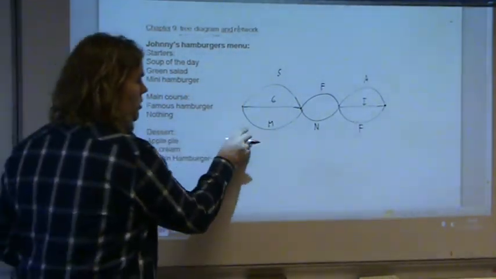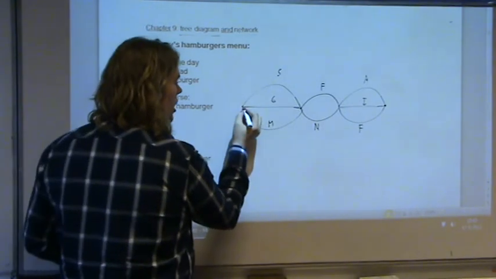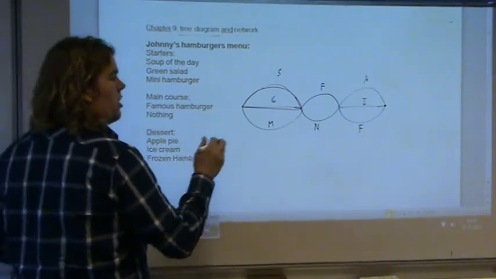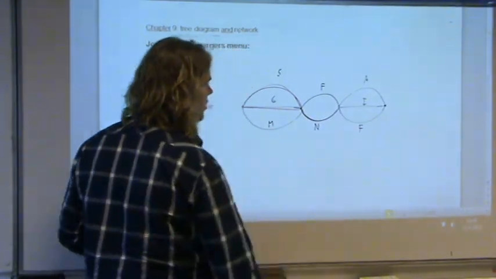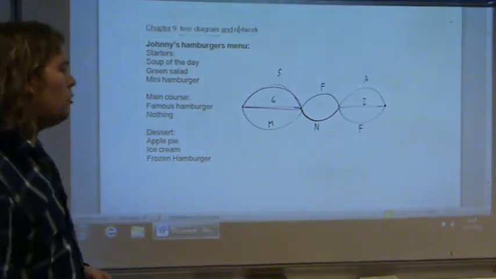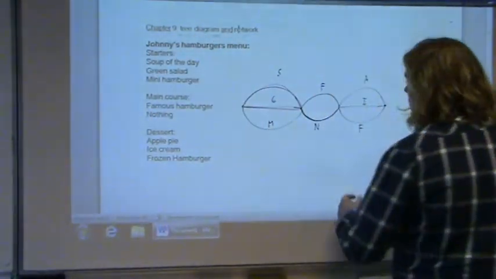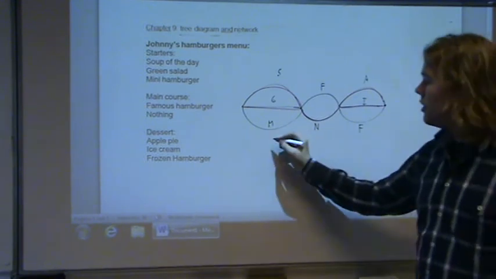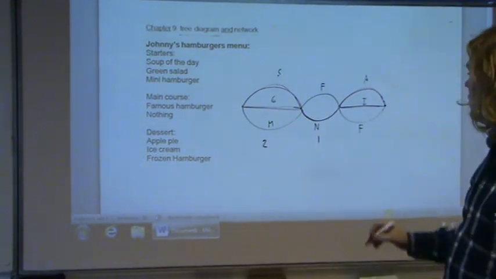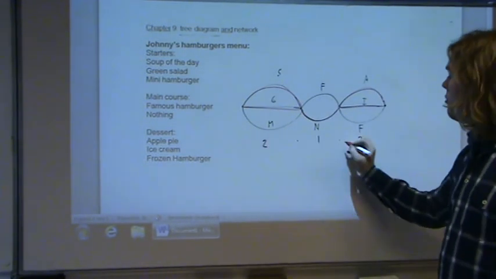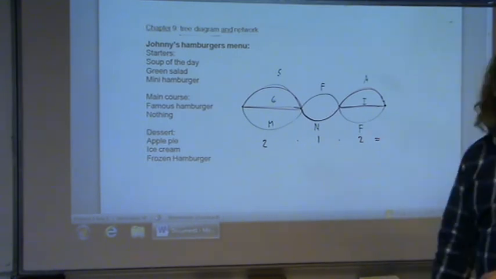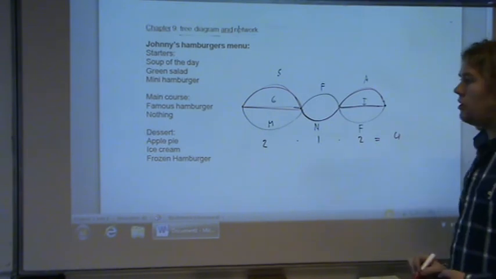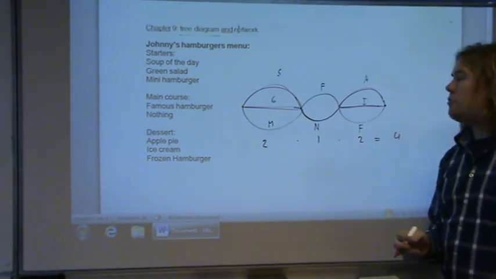So if you look at this here, you can choose this. And you can choose this, because no mini hamburger. Here, that's too bad for Peter. He doesn't get a main course. Poor Peter. And then here we have apple pie and ice cream. So we have 2 possibilities, 1 possibility, and 2 possibilities. So the number of combinations there are to Peter's liking are 4. So there are 4 different things Peter can order there.